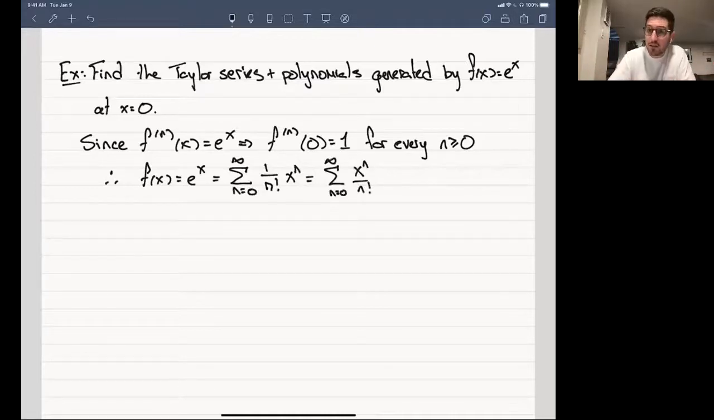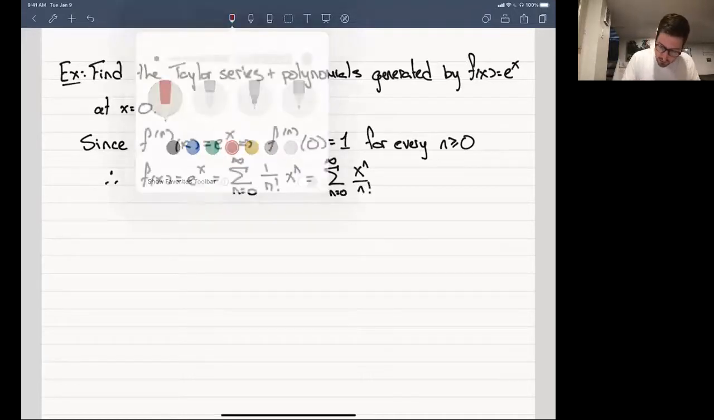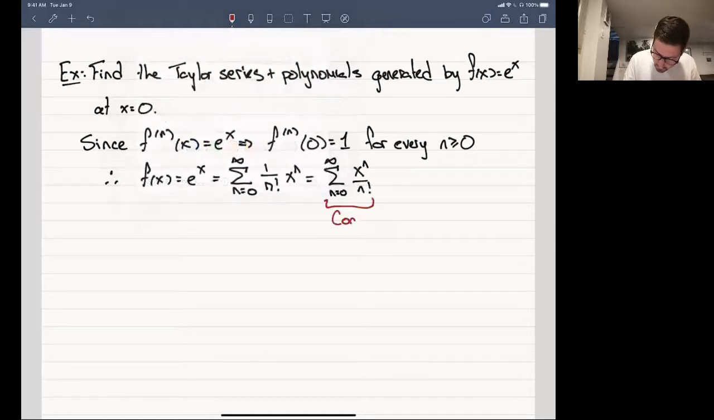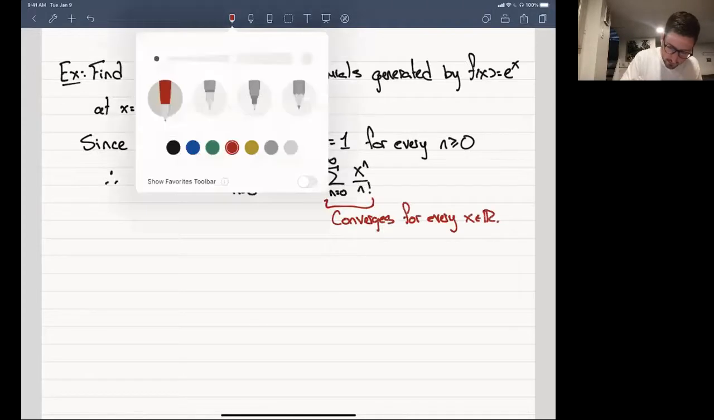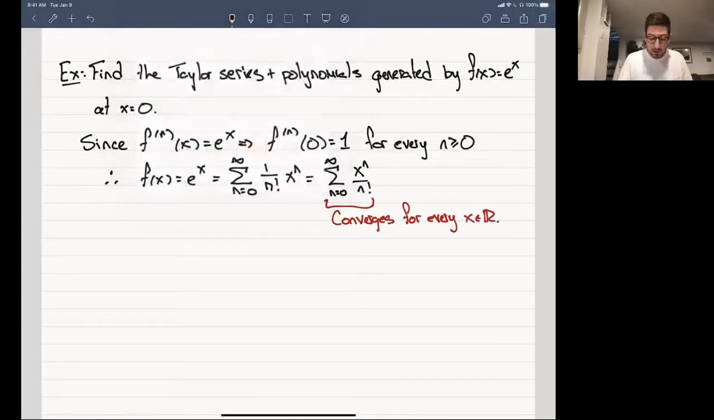We actually looked at this power series in the previous video, and we saw that this converges for every x in R. We proved that in the previous video. And so now we know that it converges to e to the x for every single x in R. So if you want to figure out what e to the 100 is, well, you can put it into this series. You put x equal to 100 into the series.